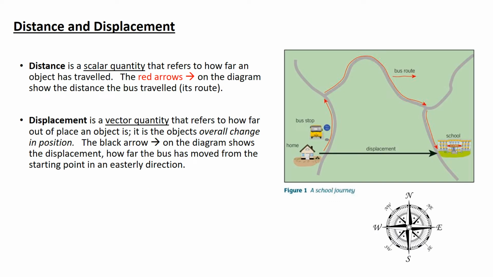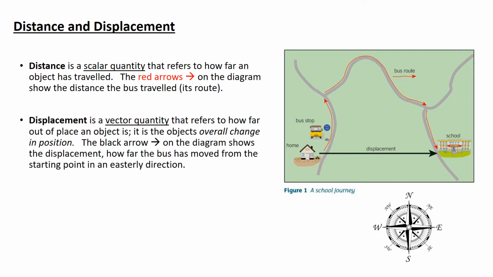So we're going to talk about distance and displacement. It's really important to think about distance and displacement as two different ideas. Distance travelled is a scalar quantity. It refers to how far an object has travelled. If we look at the map, we can see that the person leaving home to go to school travels via bus, and the distance they have travelled is greater than their displacement because the displacement is as the crow flies, whereas the distance that they've travelled is the route which the bus has taken.